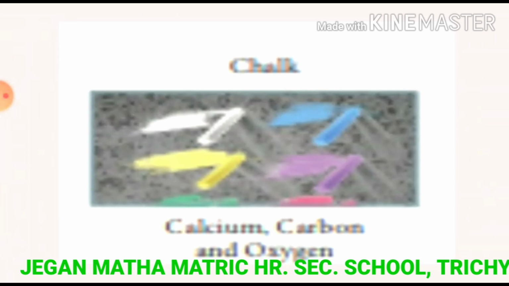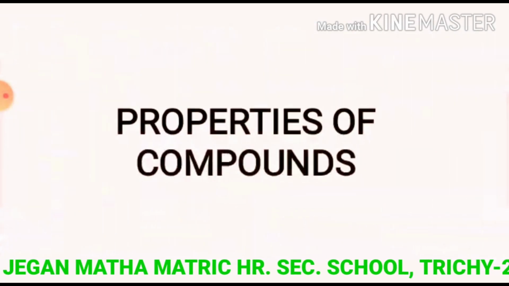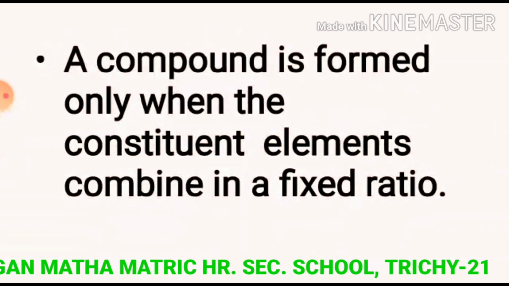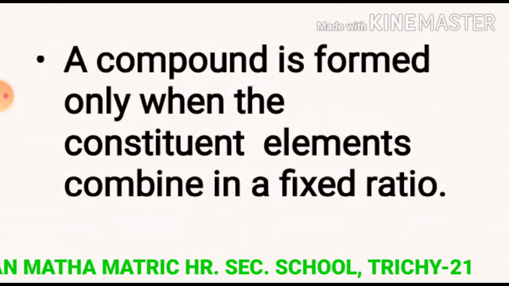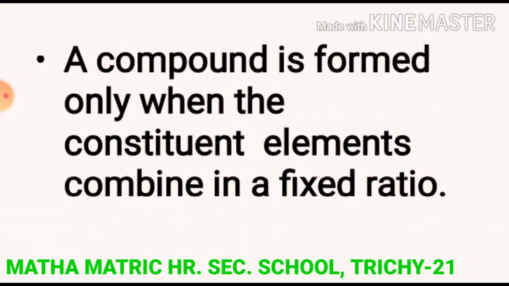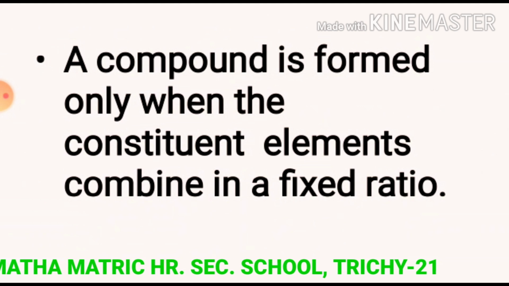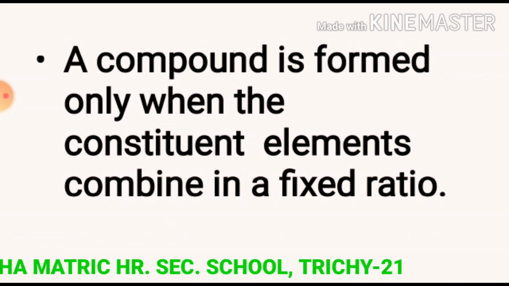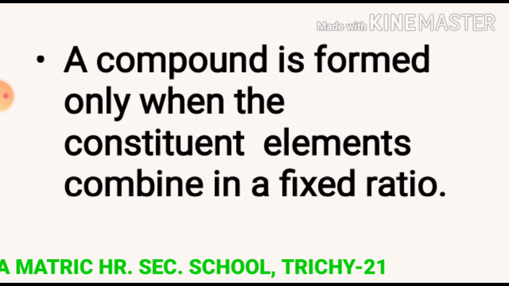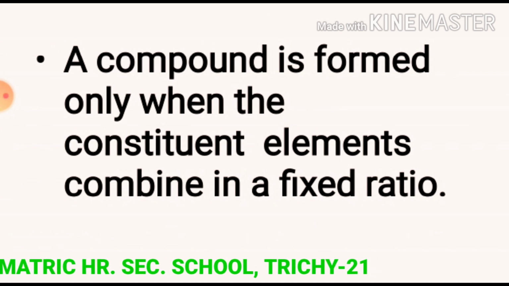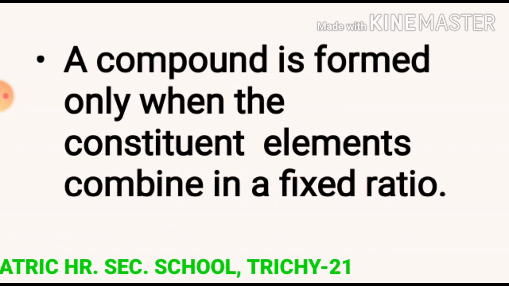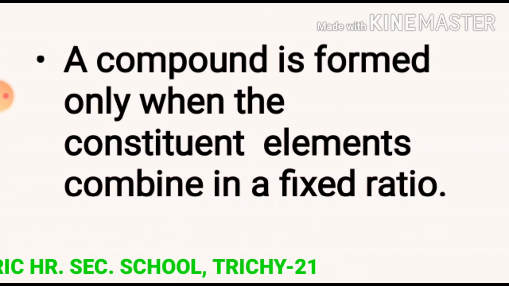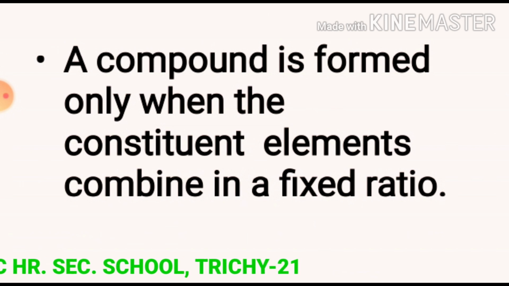Now we learn about properties of compounds. A compound is formed only when the constituent elements combine in a fixed ratio. For example, water is a compound. In water, oxygen and hydrogen are the constituent elements, which combine in a fixed ratio of 8:1.